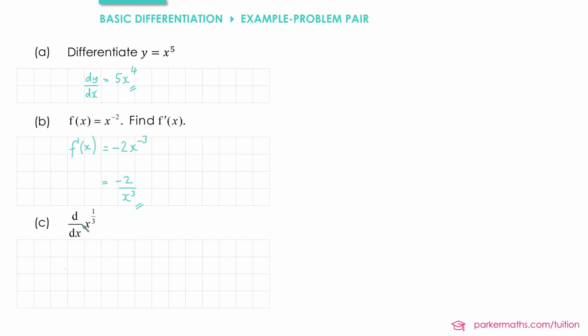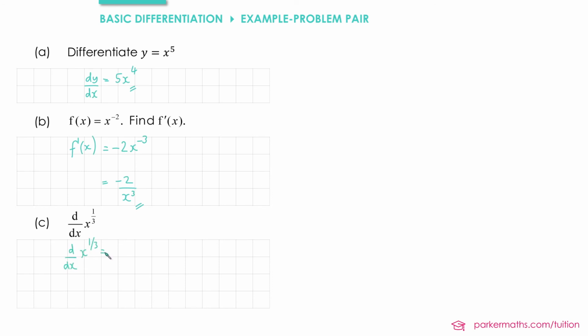In part C, it says d by dx of x to the power of a third. Where we see d by dx, that is just an instruction to differentiate whatever comes after it. So this question is saying differentiate x to the power of a third. As we don't have y equals or f of x equals, we won't be using dy dx or f dash x, we simply write the answer.